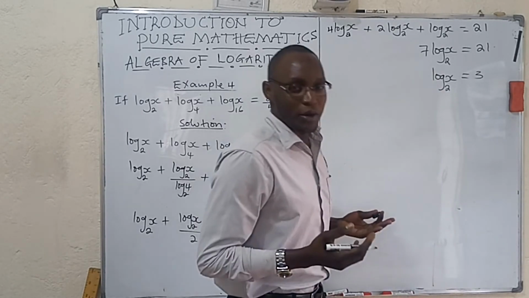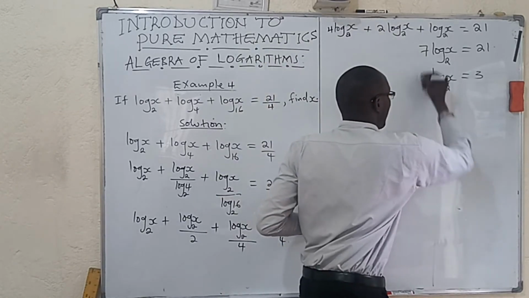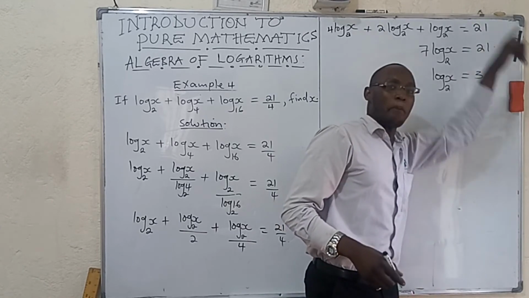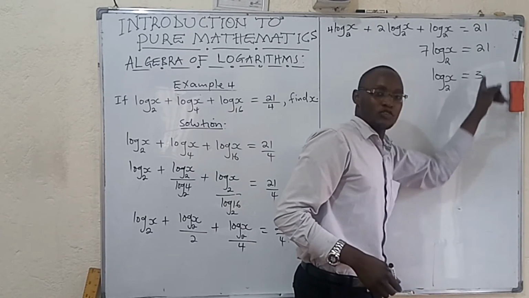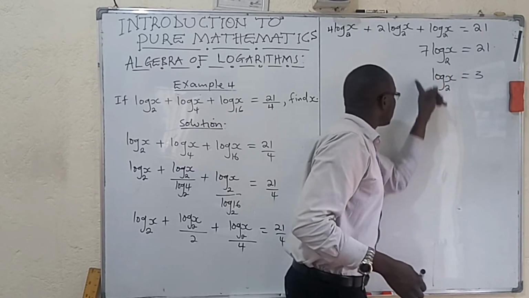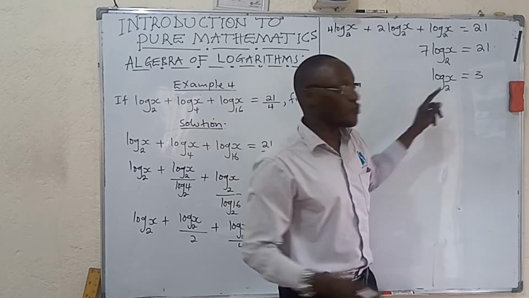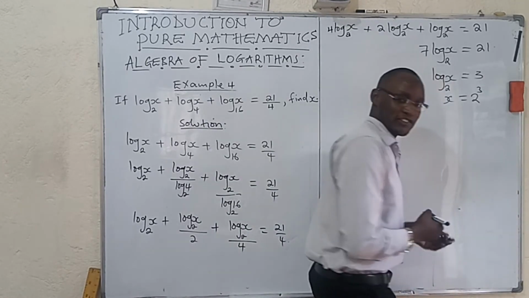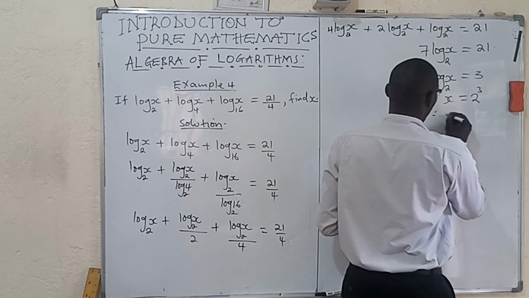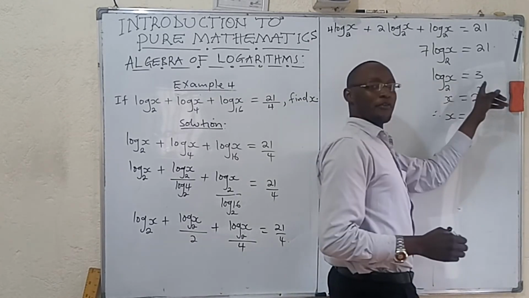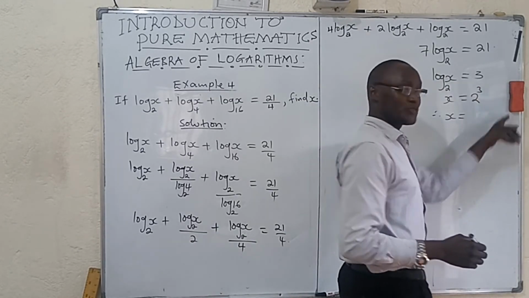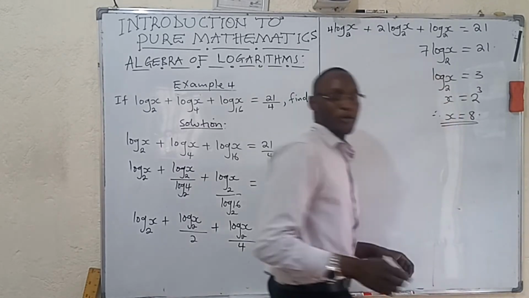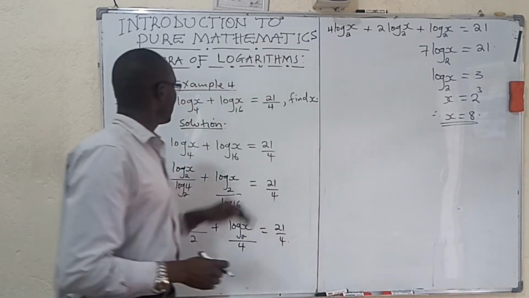Then by definition, the logarithm of a number is an index, meaning that 3 is the index. Index means power, but a power cannot exist on its own without a base. The base here is 2. So x is equal to the base power the index. Therefore x is equal to 2 power 3, which is 2 times 2 times 2, which is 4 times 2, which is equivalent to 8. A very simple number. That is our number 4.